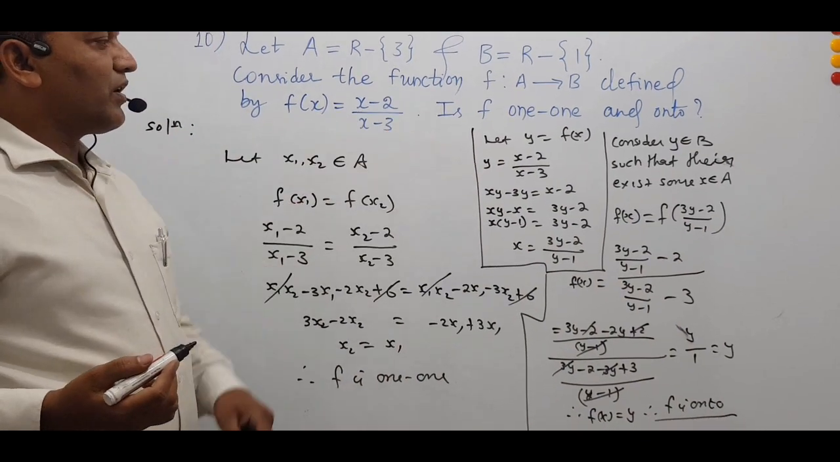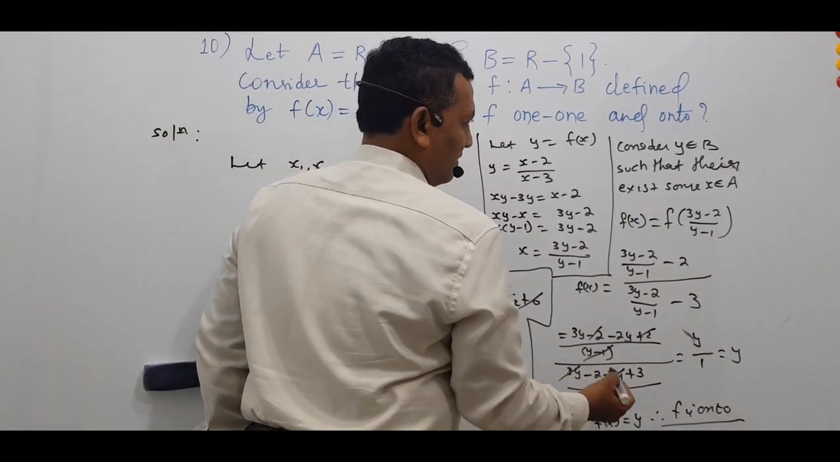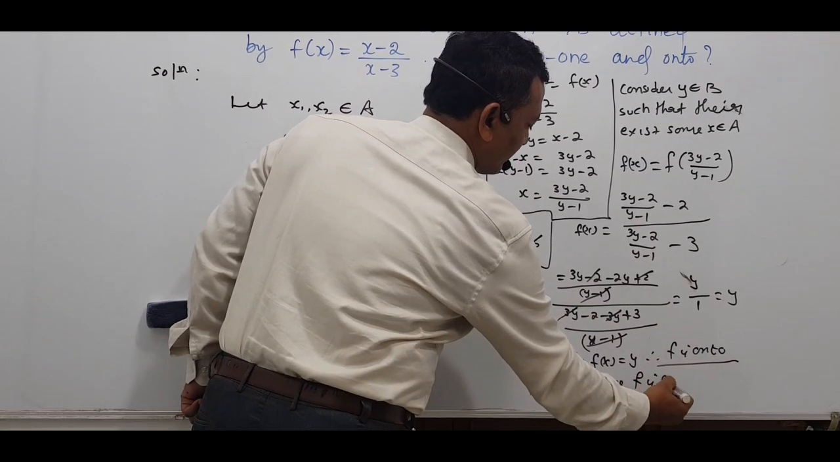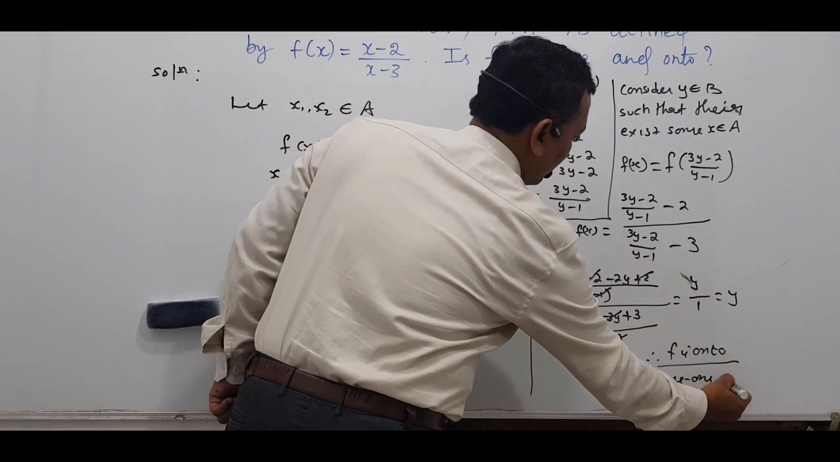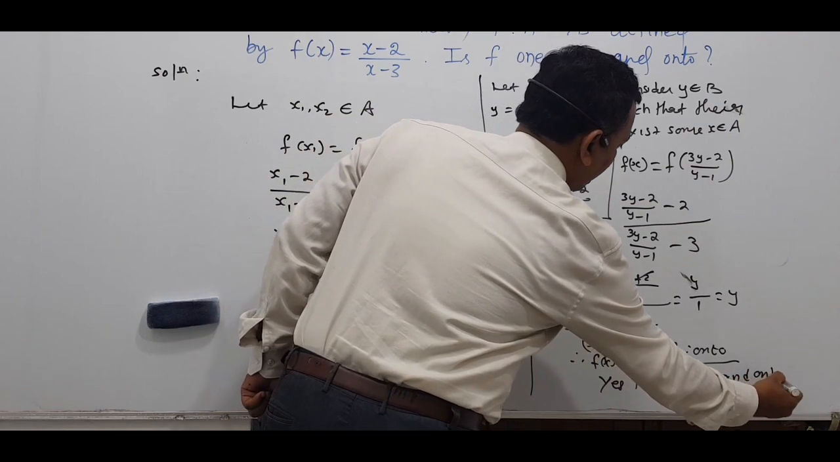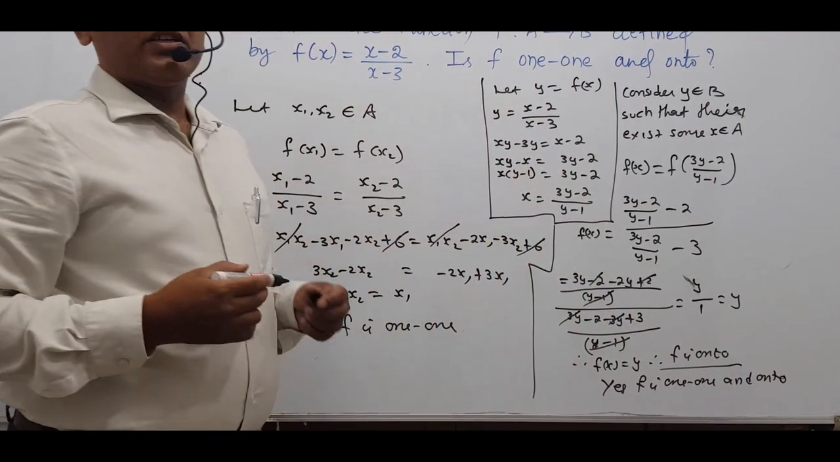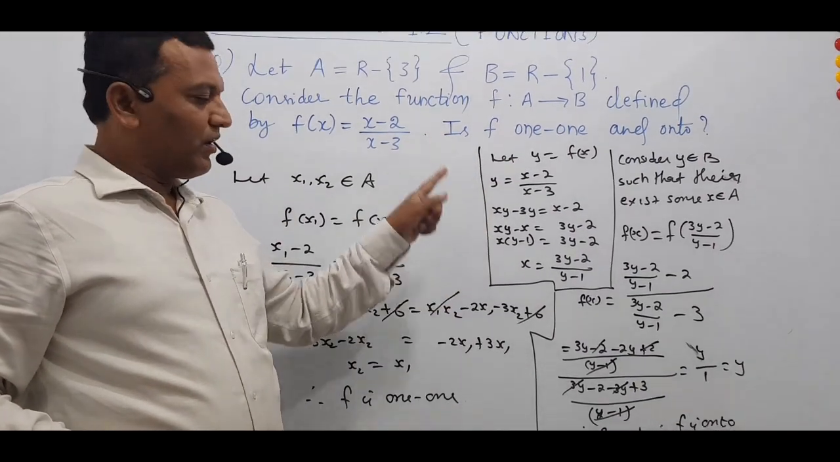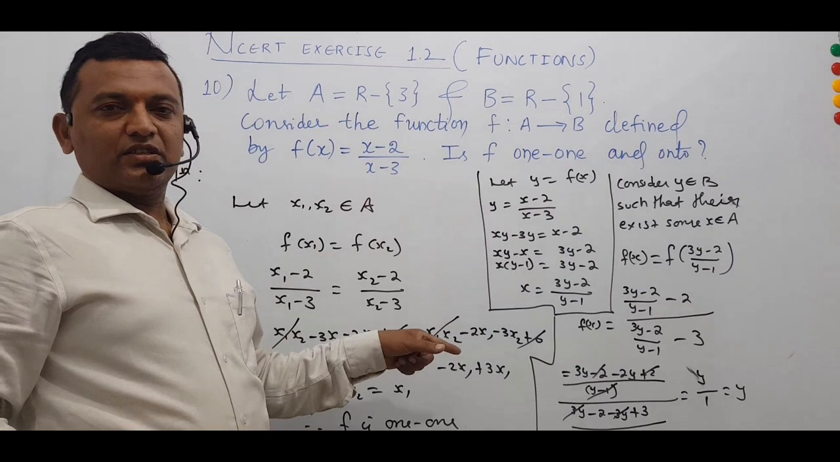Therefore, is f 1-1 and onto? Yes, it is 1-1 and onto. Therefore it is also a bijective function, but in our question they asked whether f is 1-1 and onto. We have clarified that one. If they ask you whether it is bijective, yes, it is bijective.